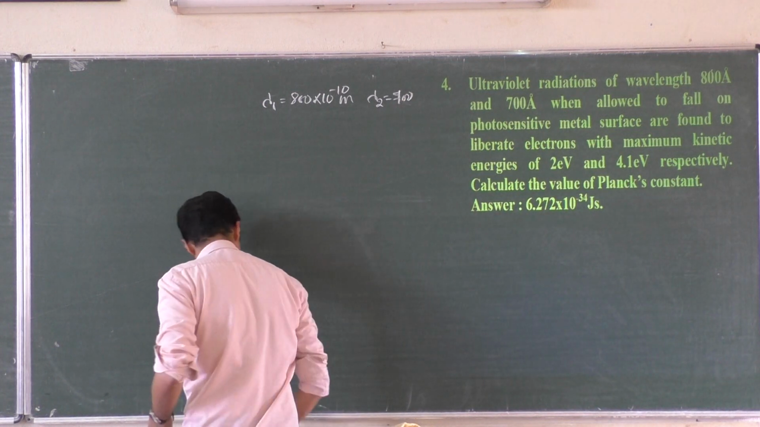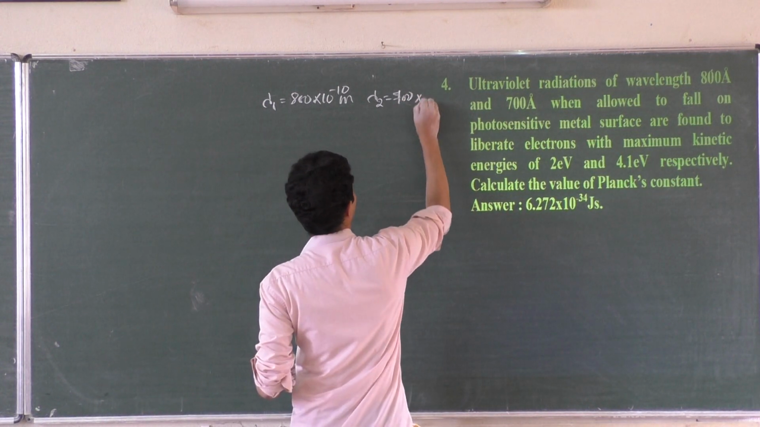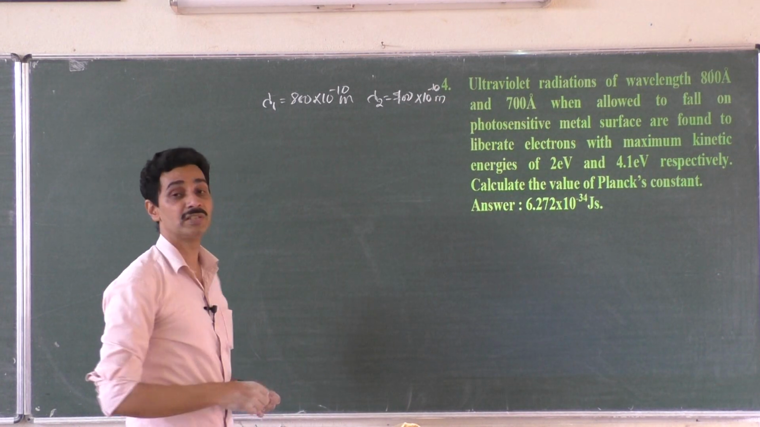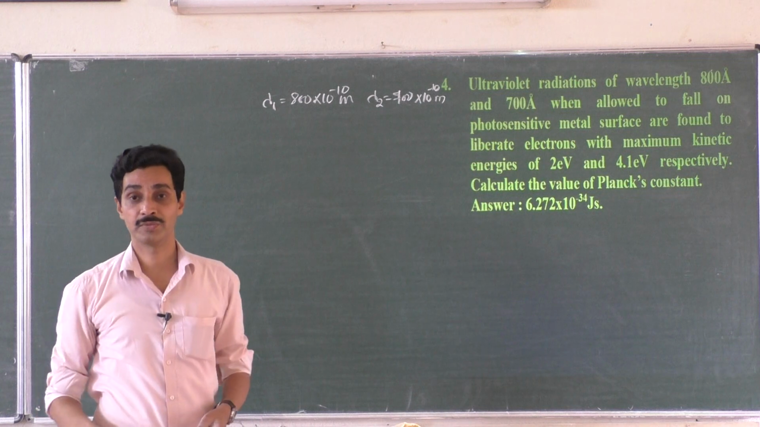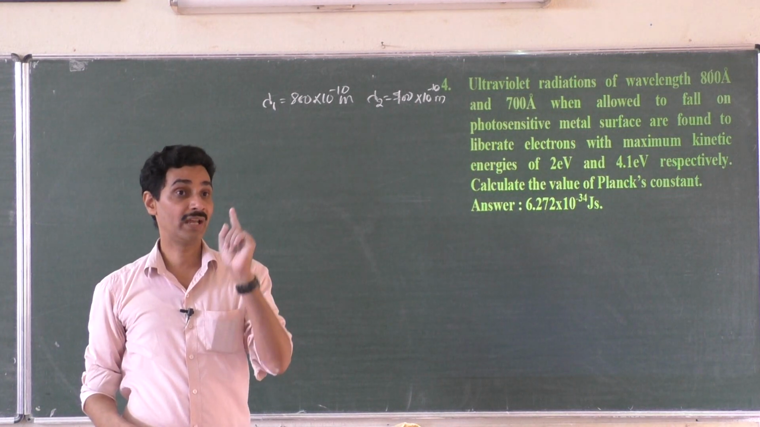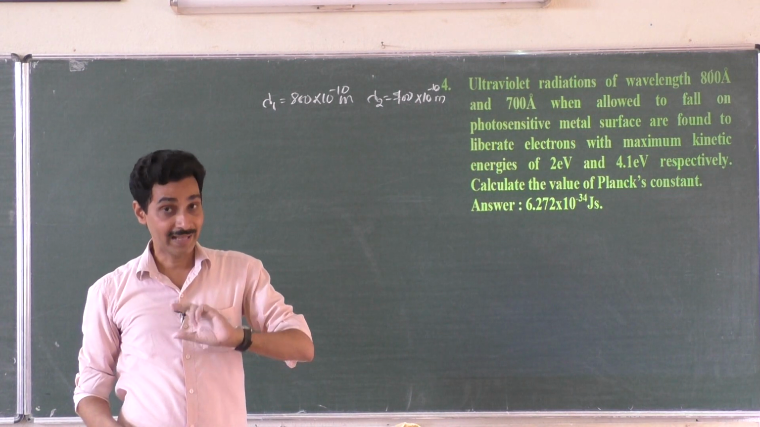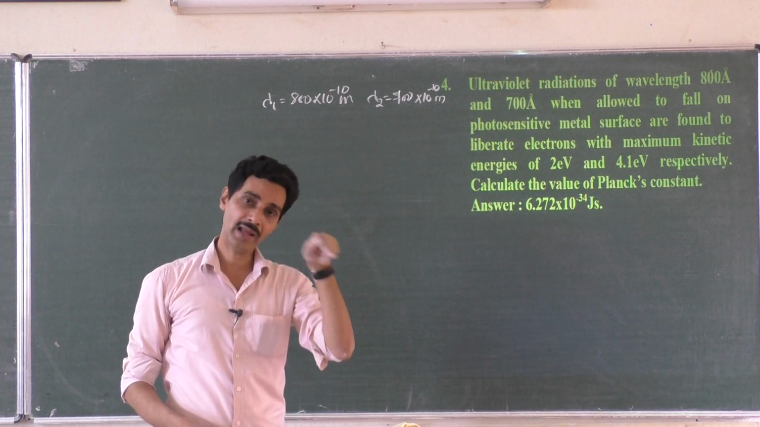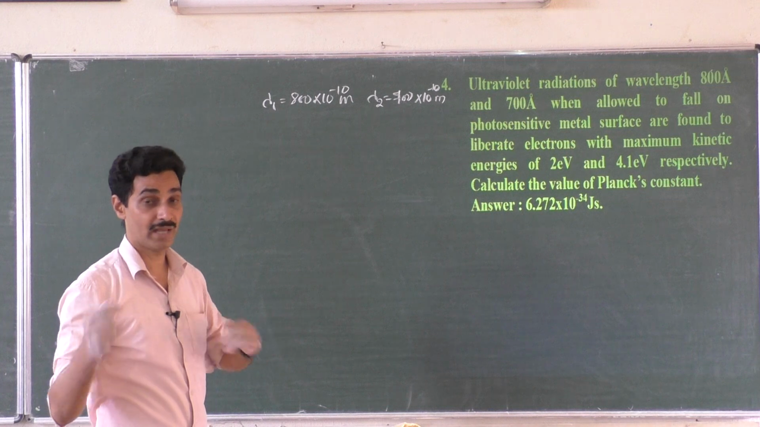Which radiation is more energetic? Can you tell me? 10 to the power minus 10 meters, which is more energetic? 700 angstroms? Because energy E equal to hc by lambda. Lesser lambda in the denominator, more energy. Frequency more, energy more. No problem. E is equal to h nu, directly proportional.